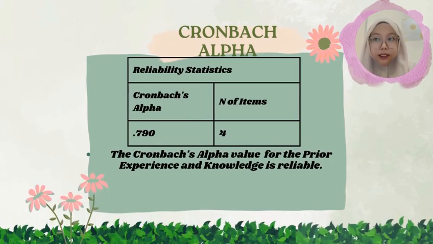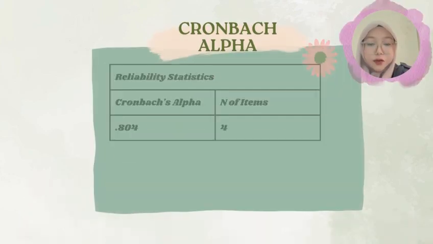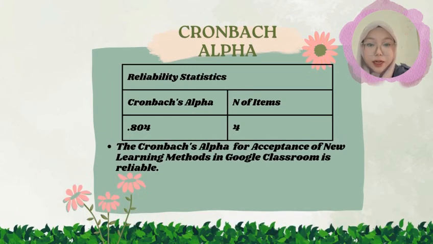The value for the third Cronbach's alpha is 0.790 for the prior experience and knowledge variable, indicating good internal consistency, showing that the 4 questions reliably and consistently measure acceptance of the new learning method in Google Classroom. Although slightly below 0.80, this value is adequate and well accepted in most studies, ensuring the instrument's reliability and quality. The value for the last Cronbach's alpha, the dependent variable acceptance of the new learning method in Google Classroom, is 0.804.